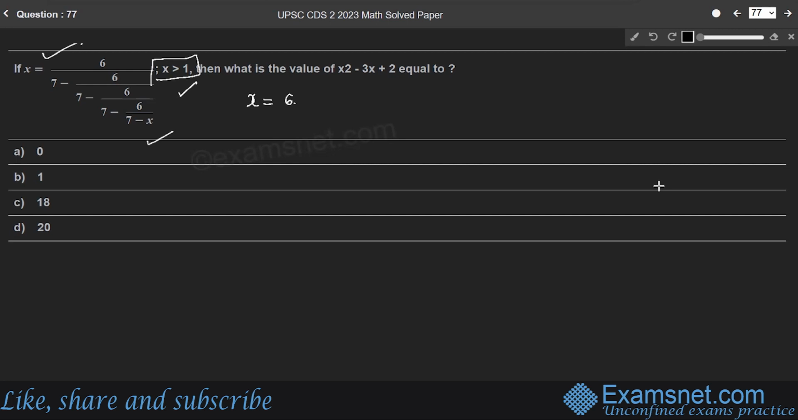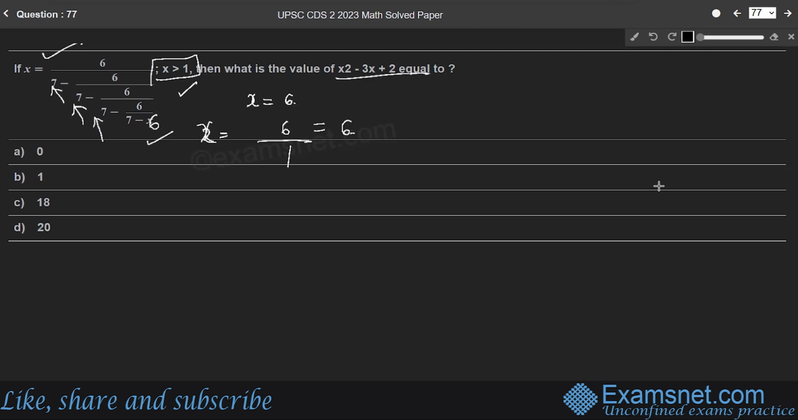So the given equation becomes x is equal to 6 divided by the last value, which becomes 7 minus 6, which is 1. So the last but one value becomes 7 minus 6, which is 1. And before that it becomes 7 minus 6, and before that 7 minus 6. Therefore, we have x is equal to 6 by 1 at last, which is equal to 6. So x is equal to 6.